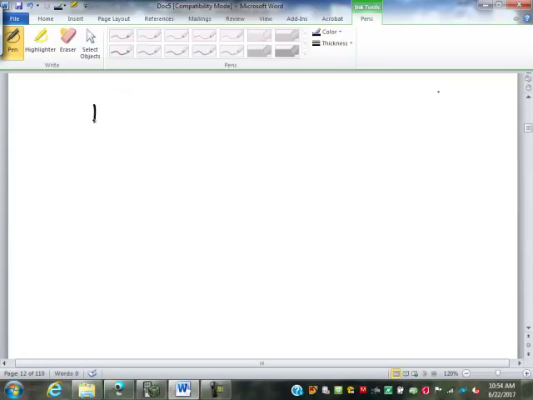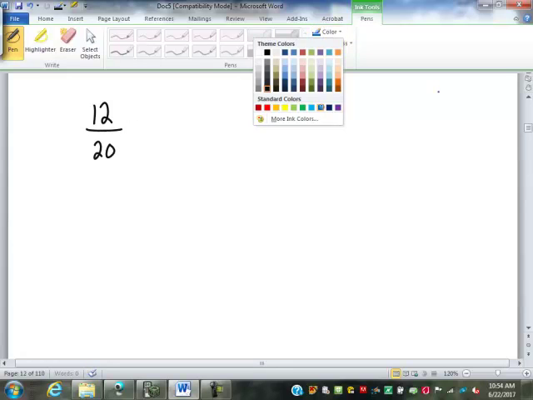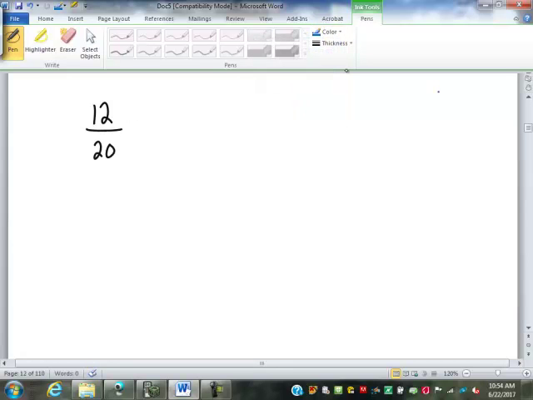So we might have something like 12/20ths. And we have to look at that and figure out what we can divide that by to reduce it. And when we're dividing by it, the term is usually reduce. Sometimes it's called simplify.